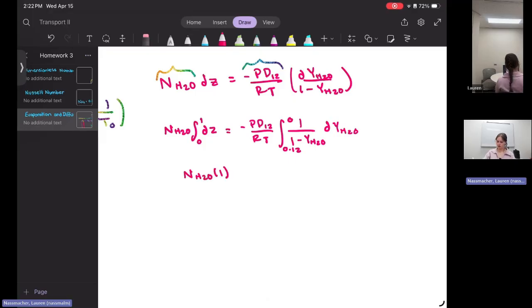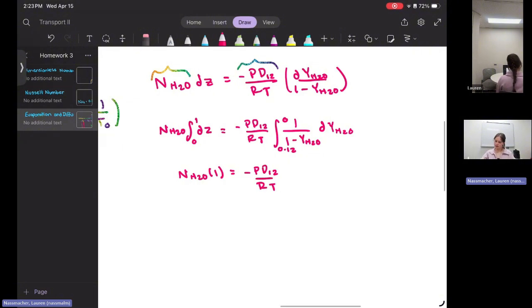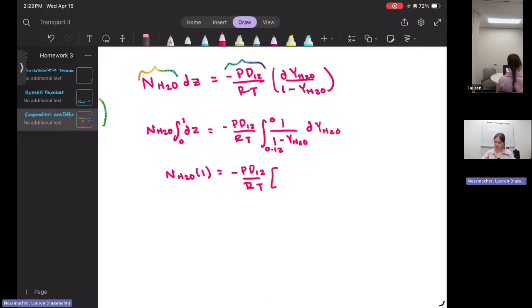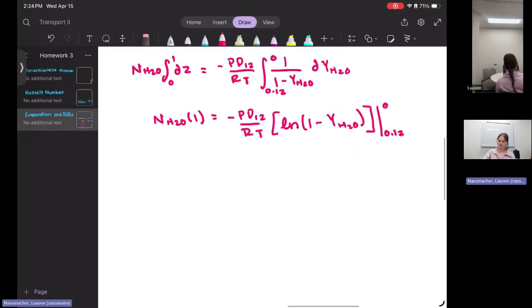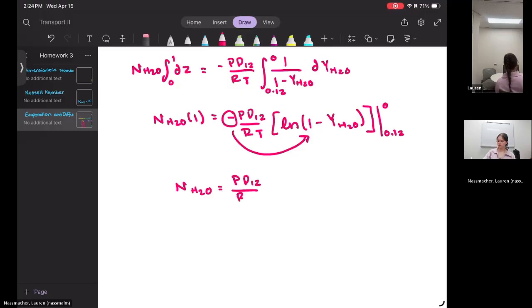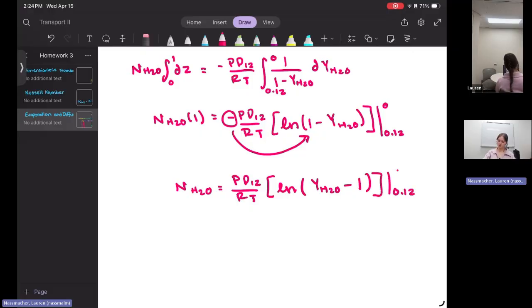That integrates to be flux times 1 equals the same constant, which of course we took out, so it doesn't get integrated, times the natural log of 1 minus YH2O from 0.12 to 0. Also take the negative sign right here and place it inside of our natural log to get something that's a little easier for our brains to comprehend. Instead of 1 minus YH2O, it's YH2O minus 1 from 0.12 to 0.